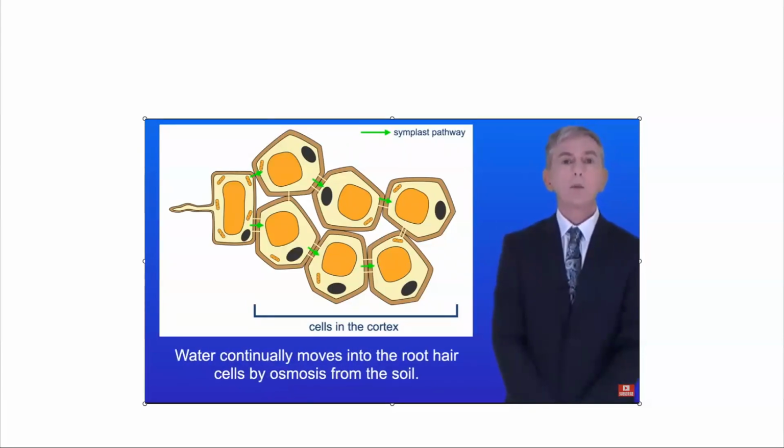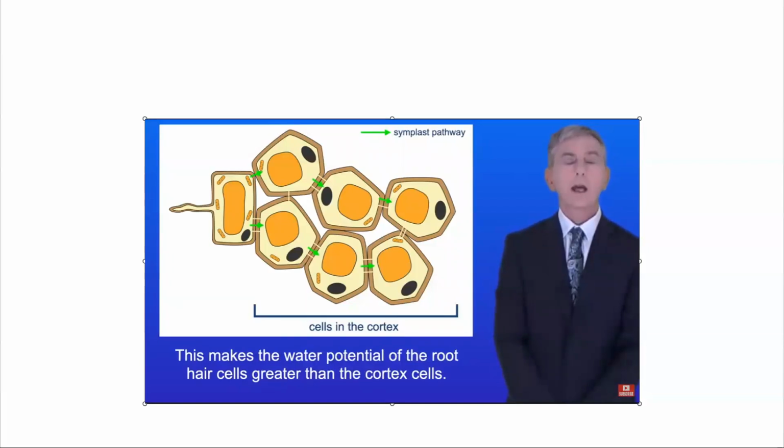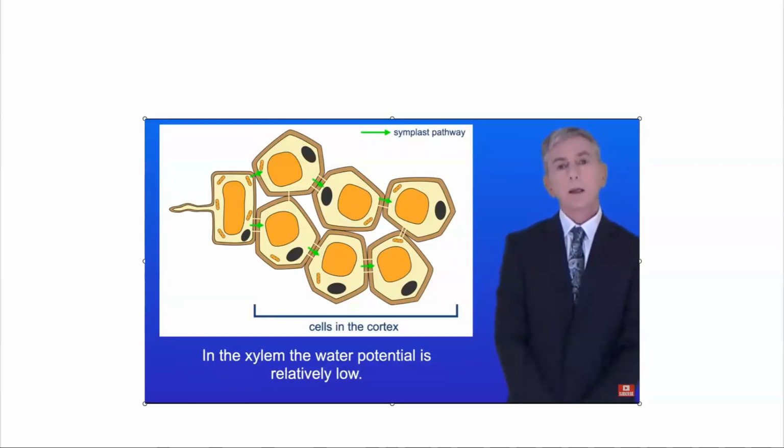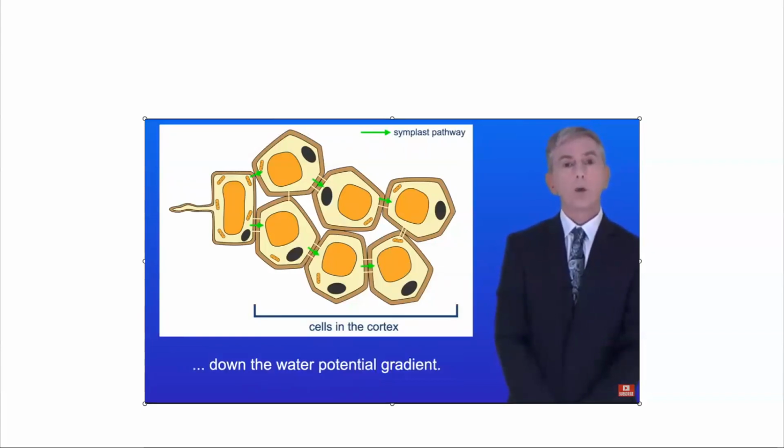Water continually moves into the root hair cells by osmosis from the soil. This makes the water potential of the root hair cells greater than the cortex cells. In the xylem, the water potential is relatively low. So water moves by osmosis across the cortex, down the water potential gradient.